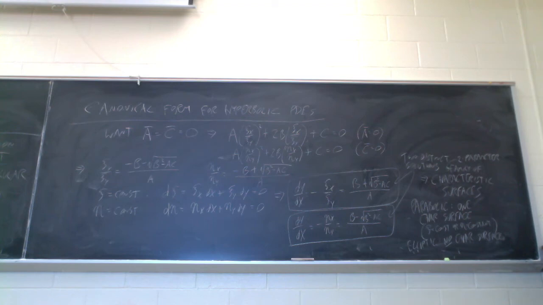For instance, with a wave equation, you have two families of characteristic curves. You have x minus t equal to any constant, and then x plus t equal to any constant.